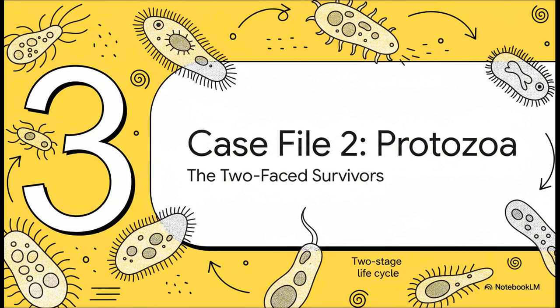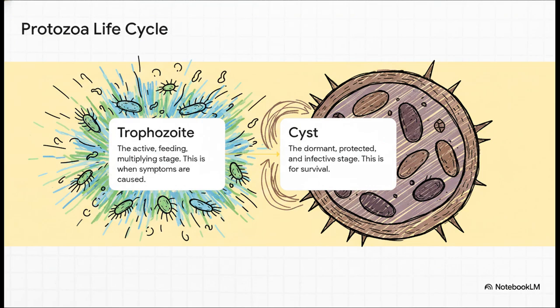And their secret weapon? It's this incredible two-stage life cycle. Think of this as their superpower. In the first stage, the trophozoite stage, they're active, they're feeding, moving, making more of themselves, and, well, making their host sick. But when things get tough, they pull off this amazing trick. They transform into a cyst. This is a dormant, super protected little package that can survive almost anything outside of a host, just waiting for a chance to become infectious again.